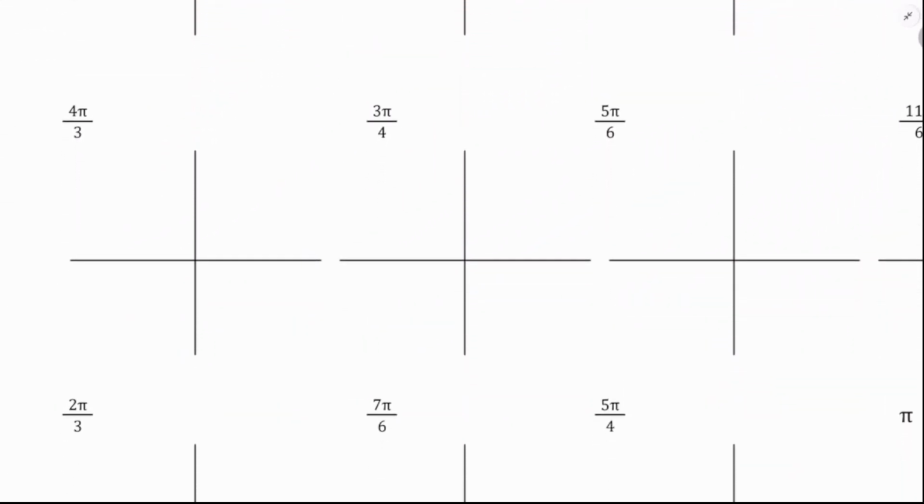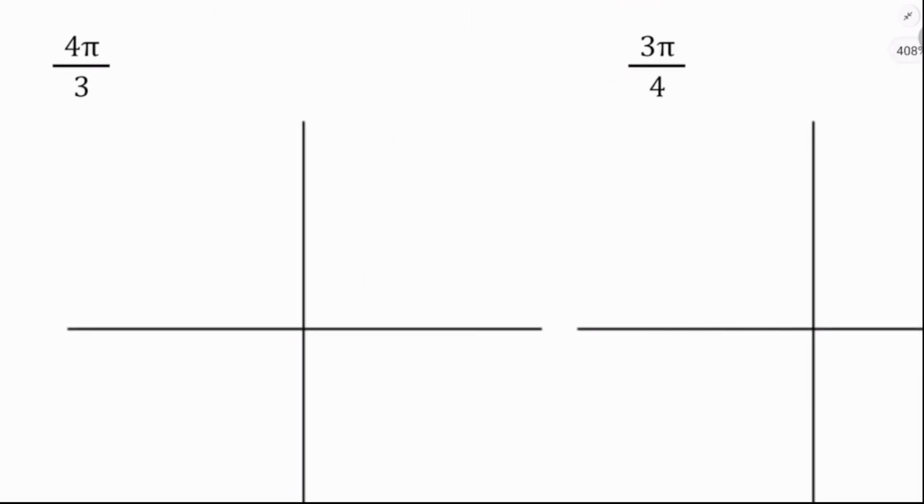Four pi over 3. Now this is one where we're going to go back and think, this one's bigger than pi, or it's outside of the first quadrant. So I'm going to do what we did on the last page and write these in terms of pi or 2 pi or whatever. So 4/3, that's just a little bit bigger than 1, so that's equal to pi plus pi over 3.